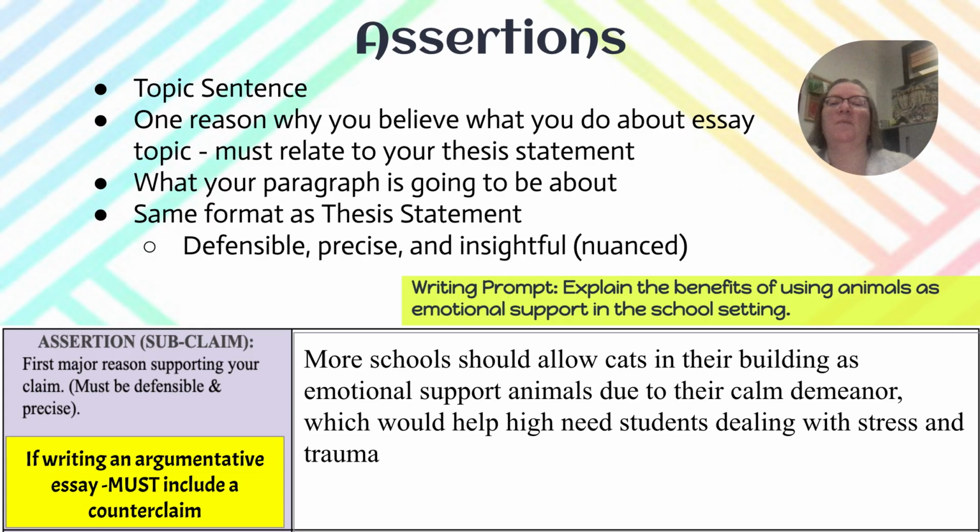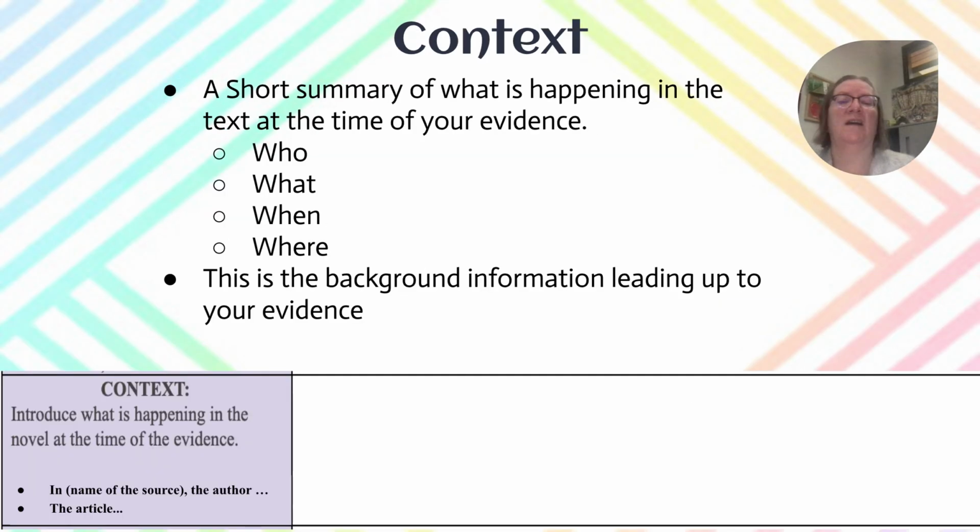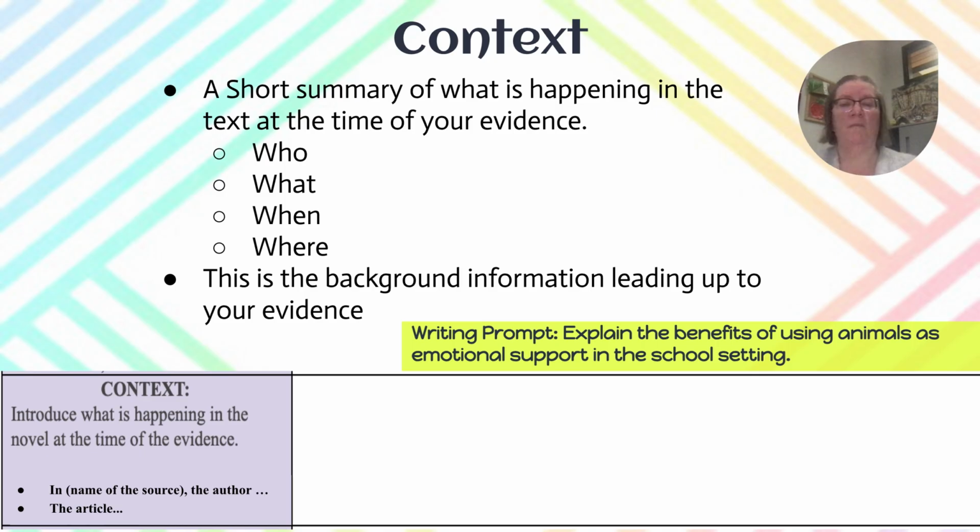Next up, we have context. Now, context is the part that is not in the DSA perfect paragraph, it's missing. You have to actually provide background to your reader on what is happening in your text at the time of your evidence. So it's a short summary of what's going on before your evidence. It's the background information. So here is an example based on that same prompt.